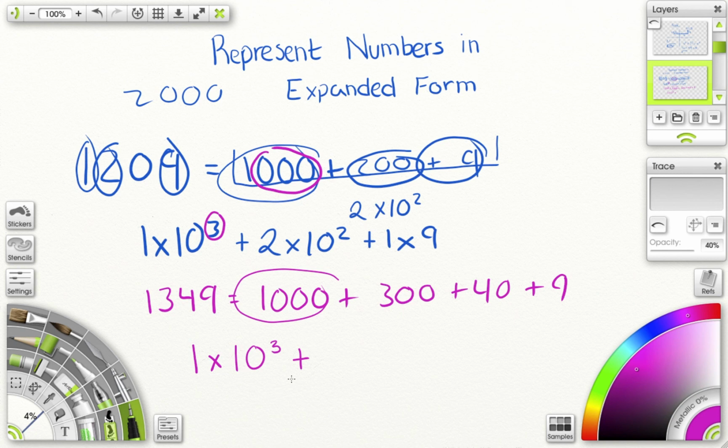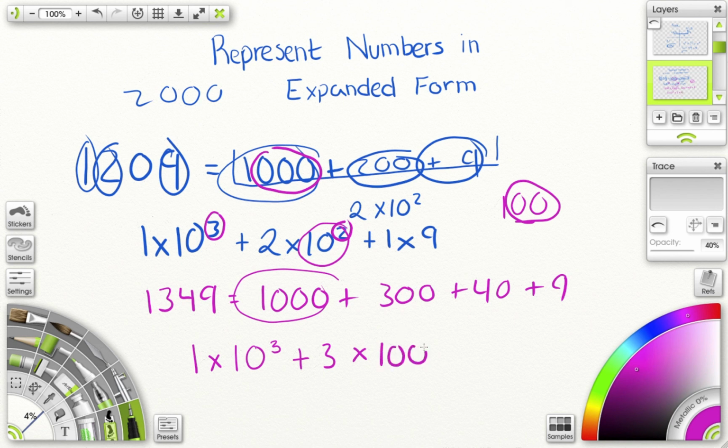300. So remember how I did 200? I did 2 times 10 to the power of 2. I would do 3 because it's 300 times 10 to the power of 2 because 10 to the power of 2 is 100. 2 zeros, a 2 for the exponent.